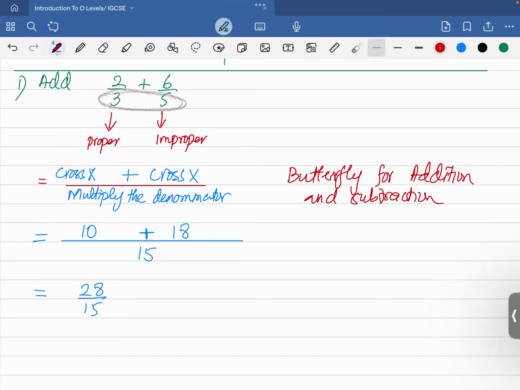Yes or no? Do we have 15 and 28 in one table? No. No, we don't. Who said yes? Who said yes?